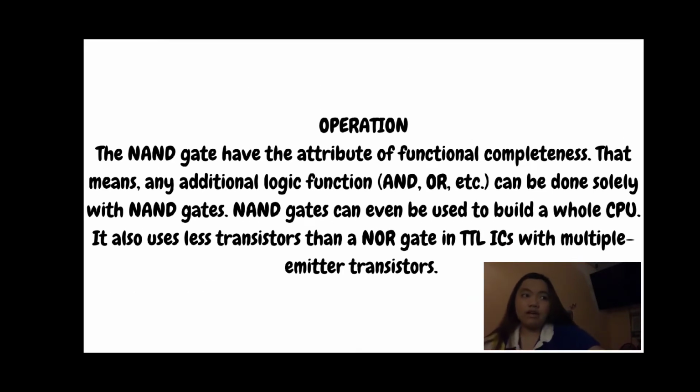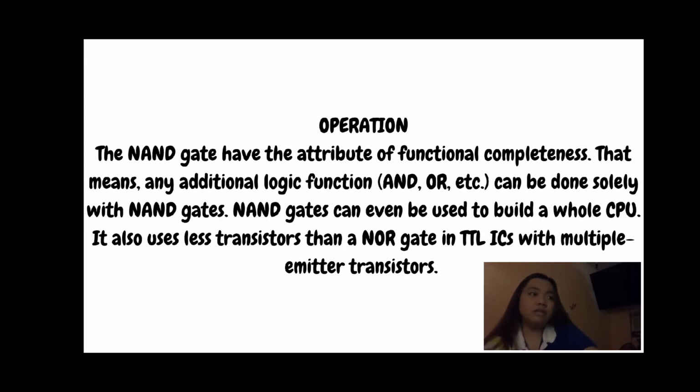The NAND gate has the attribute of functional completeness. That means any additional logic function, such as AND, OR, etc., can be done solely with NAND gates. NAND gates can even be used to build a whole CPU. It also uses fewer transistors than a NOR gate in TTL ICs with multiple emitter transistors.